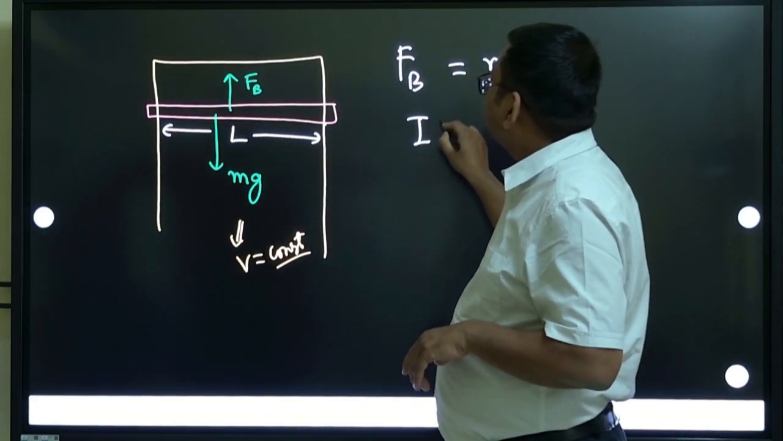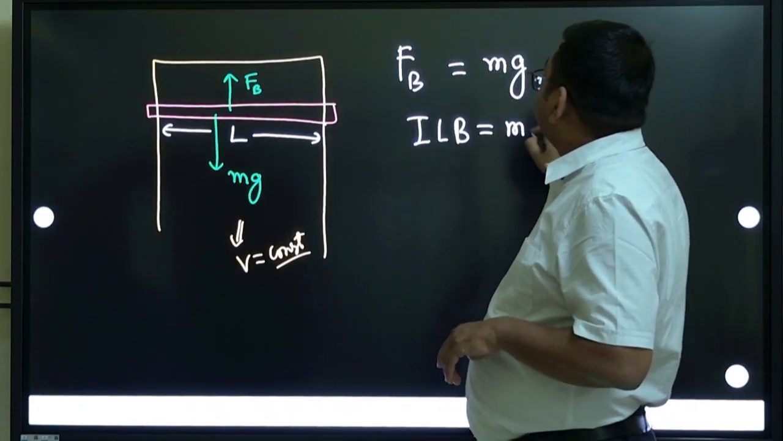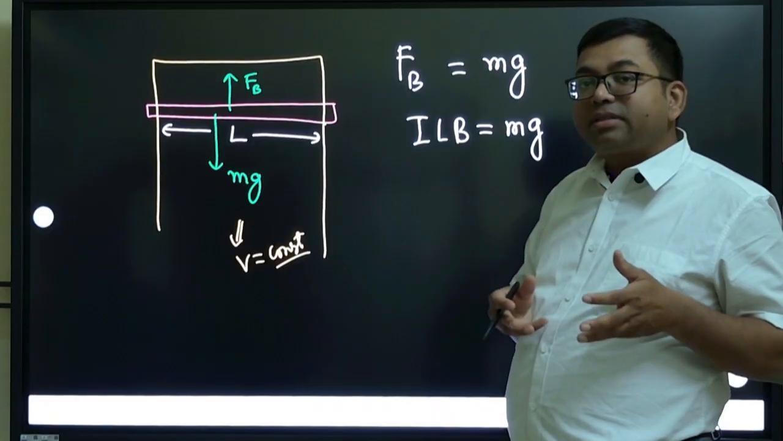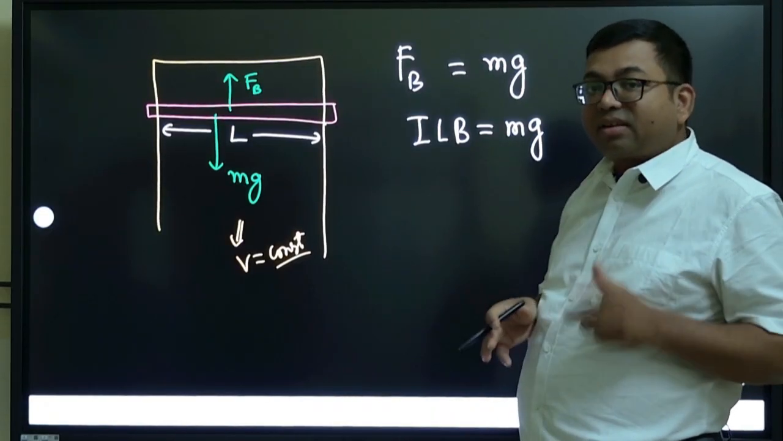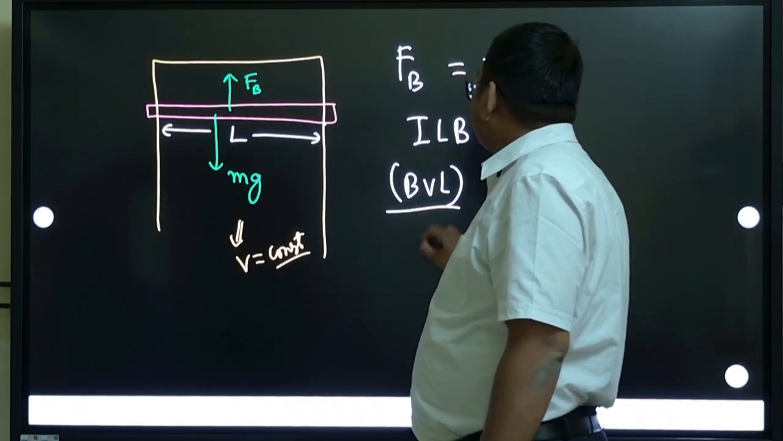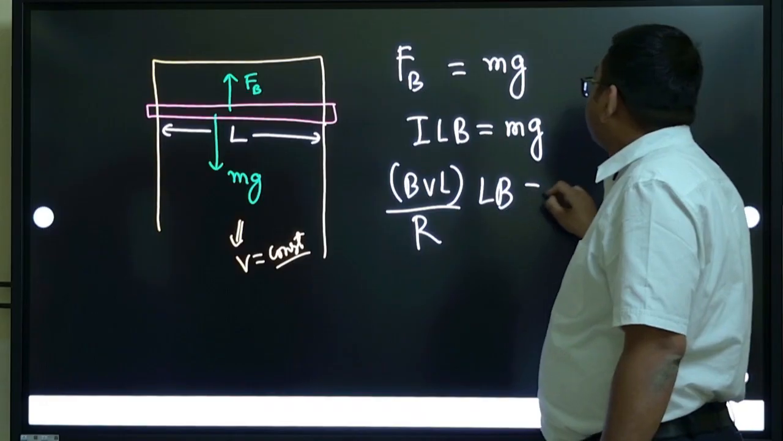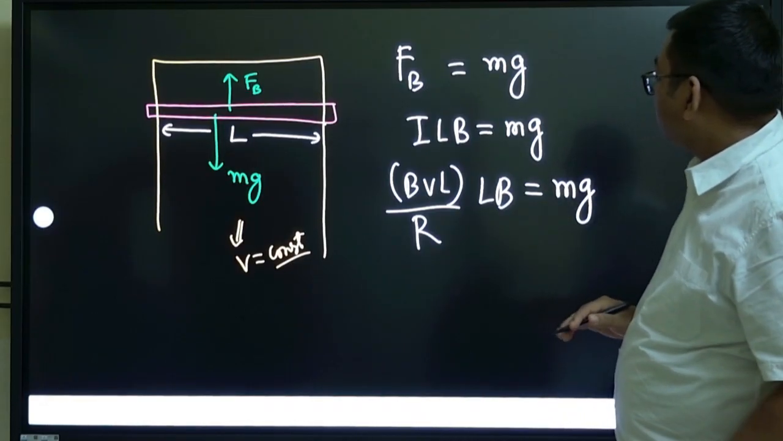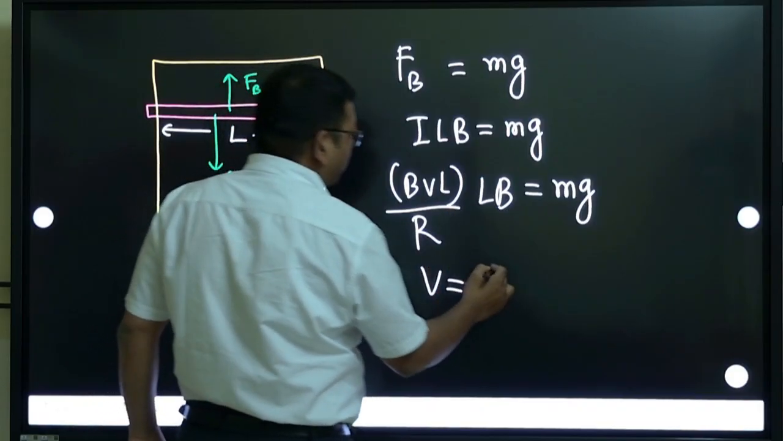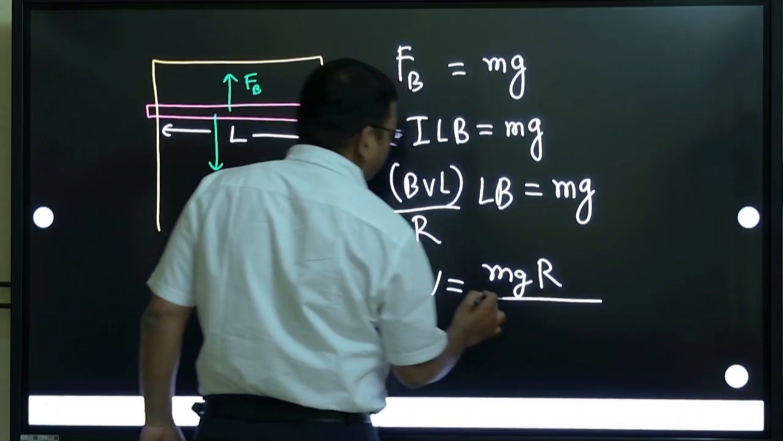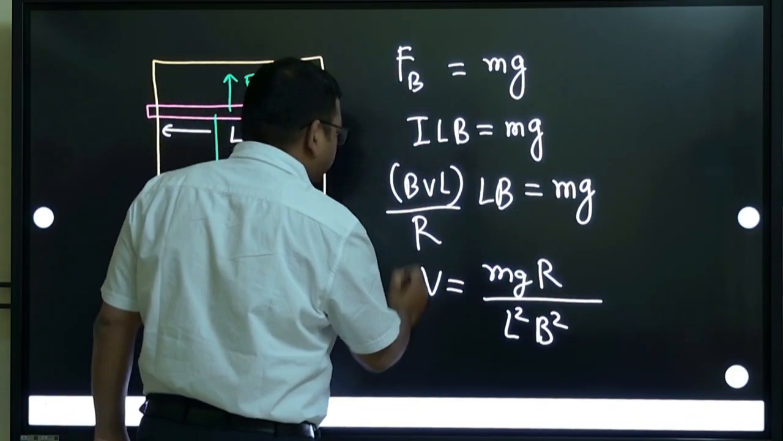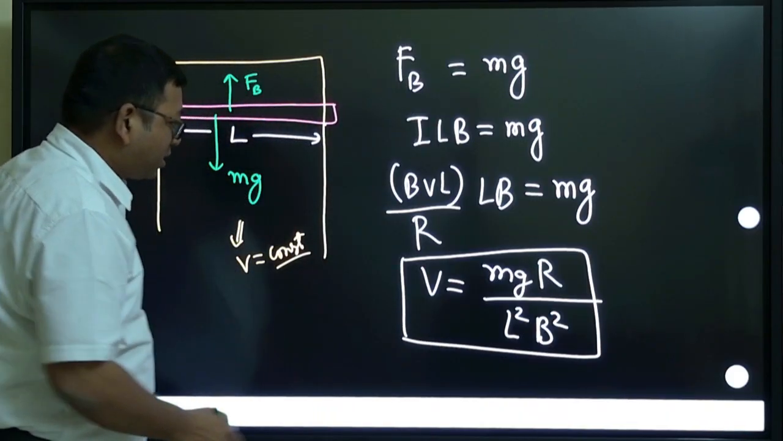So the force is ILB, and you can use ILB equal to mg. What can we write for the current? Current is voltage by resistance. The voltage developed will be BvL, correct? So this will be BvL, right? Voltage divided by resistance, into L into B, equals mg. From here we can calculate the velocity v, only that we need to calculate. So v will become mgR divided by L square B square, correct? L square B square. This is the terminal velocity. So let us check the answer.